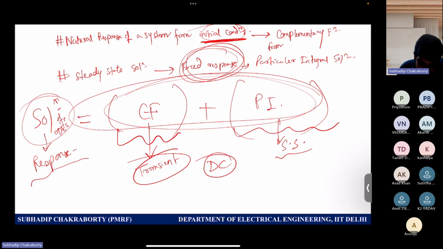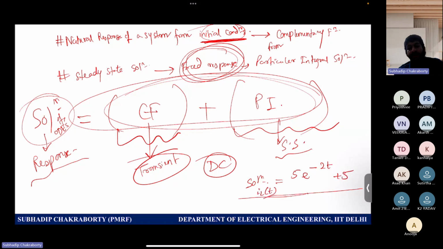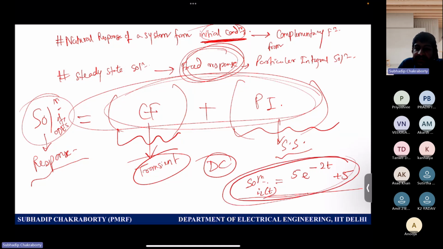Let's say I give you one example. Okay, solution is equal to 5e^(-2t) + 5. Just a hypothetical solution, let's say an inductor current. Can anyone tell me out of this which part is the transient part and which part is the steady state part, just by seeing it? Sir, 5 is steady state. Correct. And 5e^(-2t) is transient.